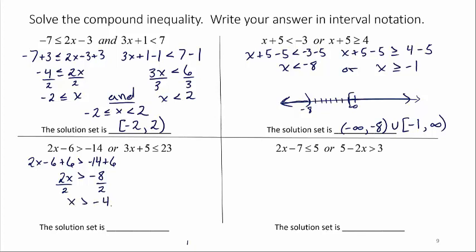Okay. All right, and with the other inequality, I have to subtract 5 from both sides. So I have 3x plus 5 minus 5 less than or equal to 23 minus 5. So now I have 3x less than or equal to 23 minus 5, which is 18. Divide both sides by 3. x is less than or equal to 6. Okay, again, this is an "or" statement. So I have x greater than -4 or x less than or equal to 6.